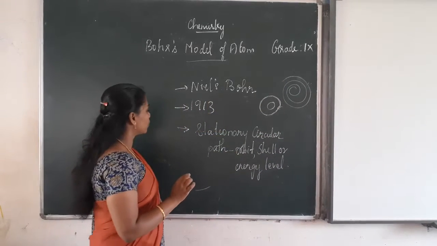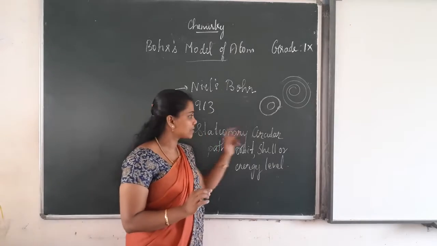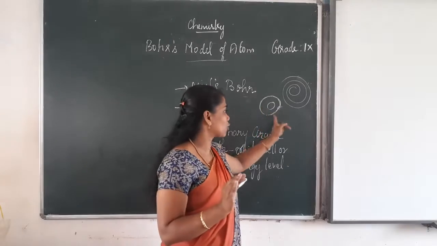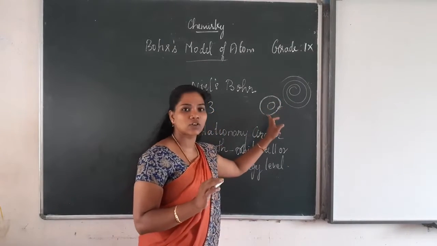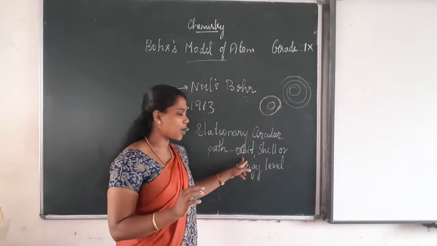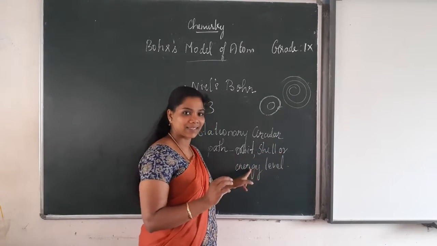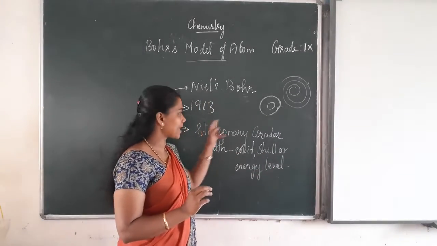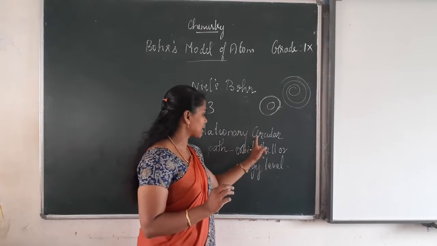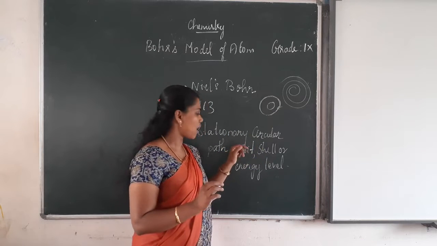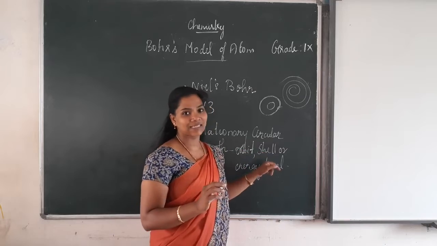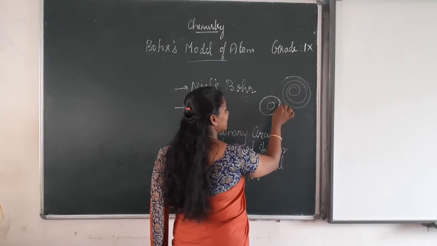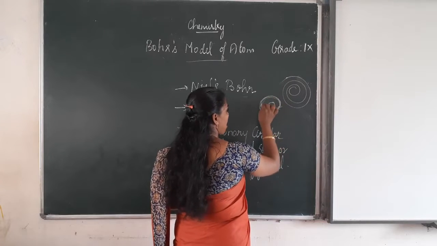So according to Bohr, the electrons revolve around the nucleus only in the same stationary circular path, and the path in which the electron rotates is called an orbit, or you can name the path a shell or energy level. Did you understand the first point? Electrons revolve around the nucleus in stationary circular paths, and the path is called what? Orbit, shell or energy level. This is the first point. It does not move up and down. Only this electron will rotate in this orbit.